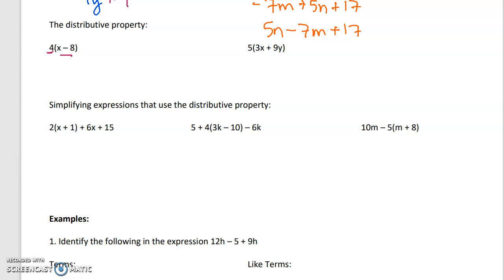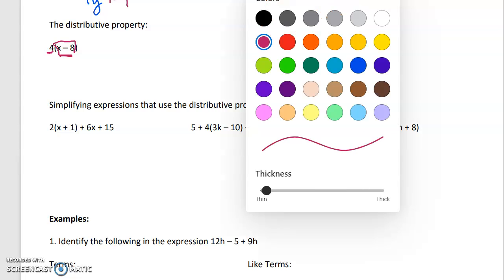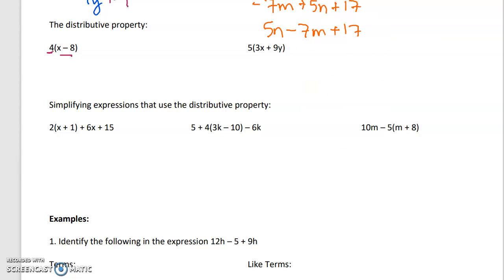Now, typically, if we were to follow the order of operations, we would want to do what is in the parentheses first and then multiply, just like we had been doing when we were evaluating expressions. But in this case, now that we know that x minus 8, what's in our parentheses, are not like terms, we can't actually do the x minus 8. Another way to think of that is if you don't know what the x is, you can't actually do the subtraction. You can, however, do multiplication.